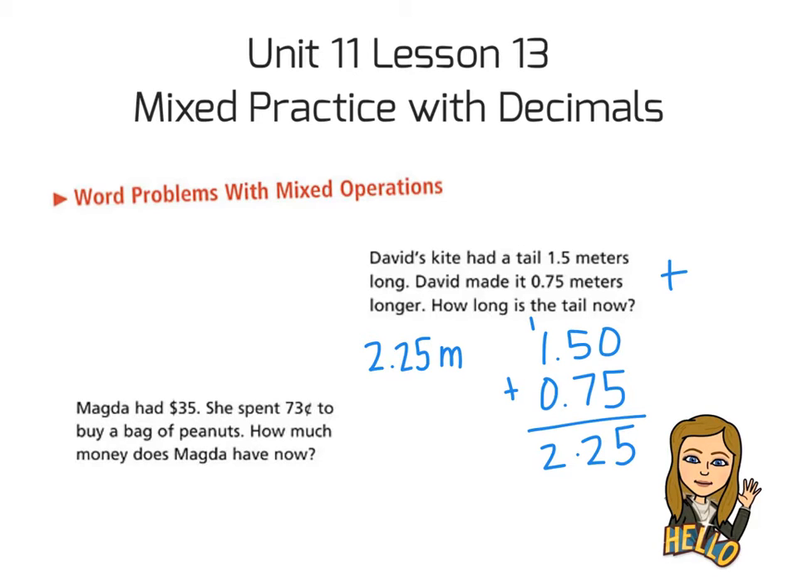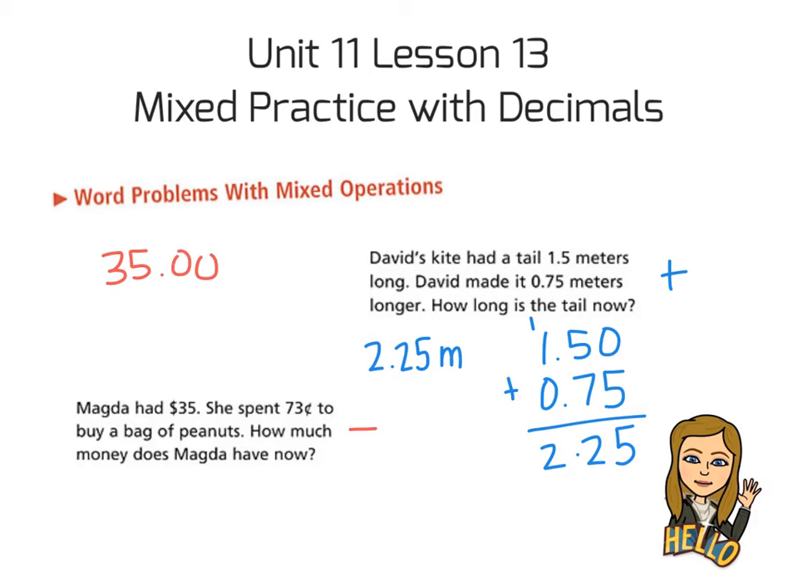The next word problem says Magda had $35. She spent 73 cents to buy a bag of peanuts. How much money does Magda have now? Okay, so she spent the money, which means she gets rid of it, which means that this is a subtraction problem. So I'll set it up by doing $35.